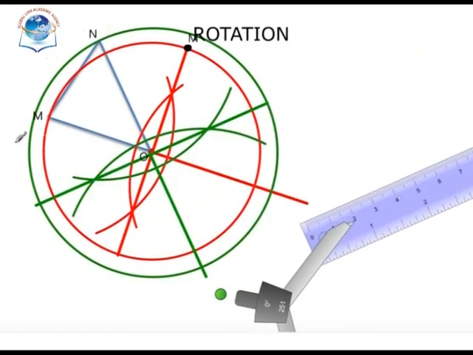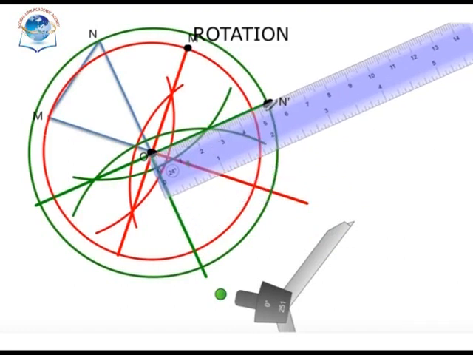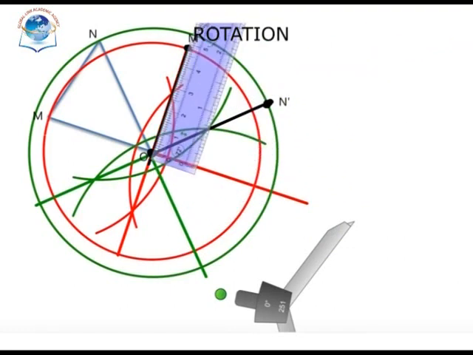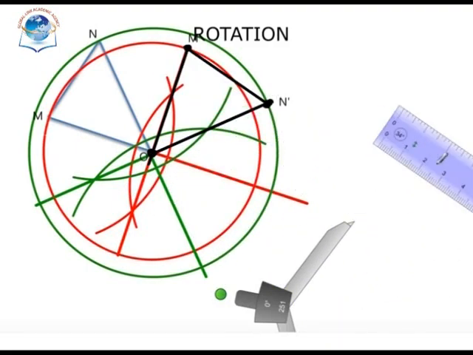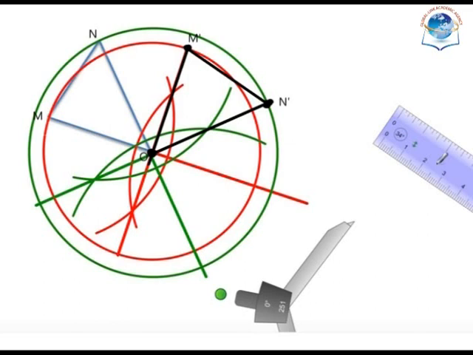This point, if it goes this way, it will be positive because it's counterclockwise. We want it this way. So N prime is right over here. And the first point is over here. That doesn't change. Now we join the 3 points. And we have our rotation. Excellent. And so much for that. That's how rotation works. Now I love this next part.